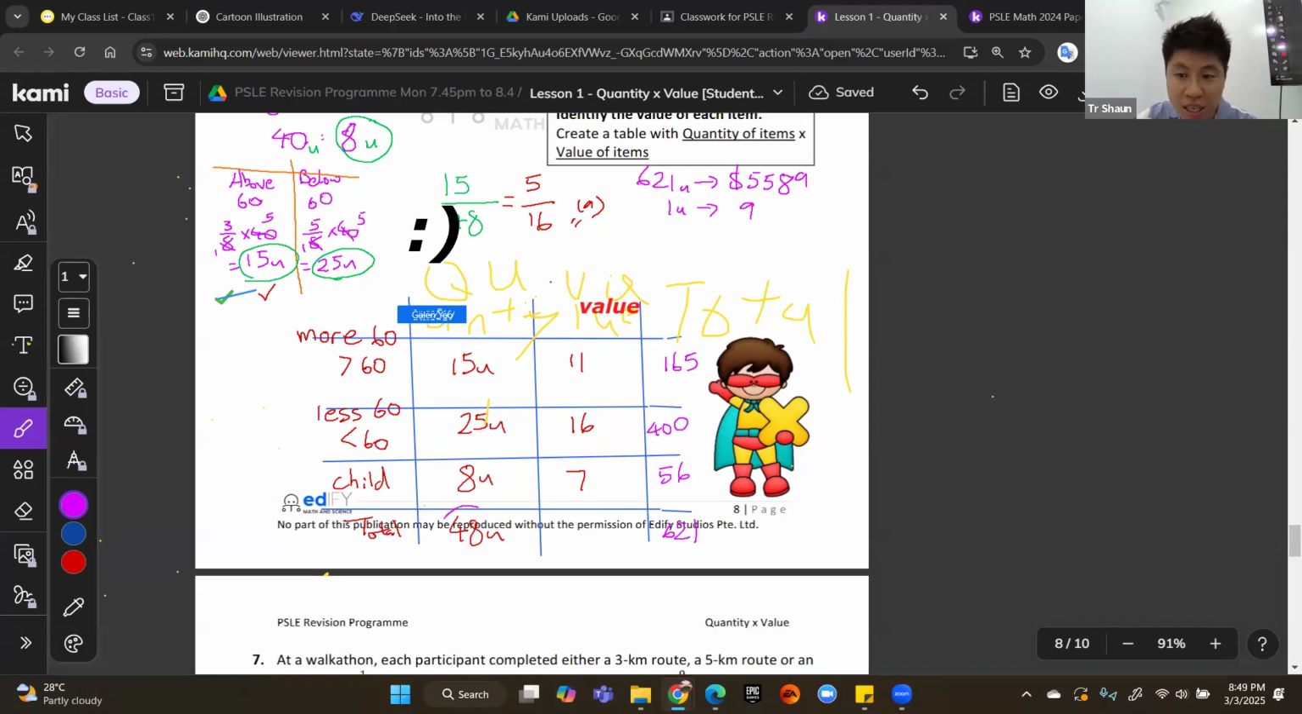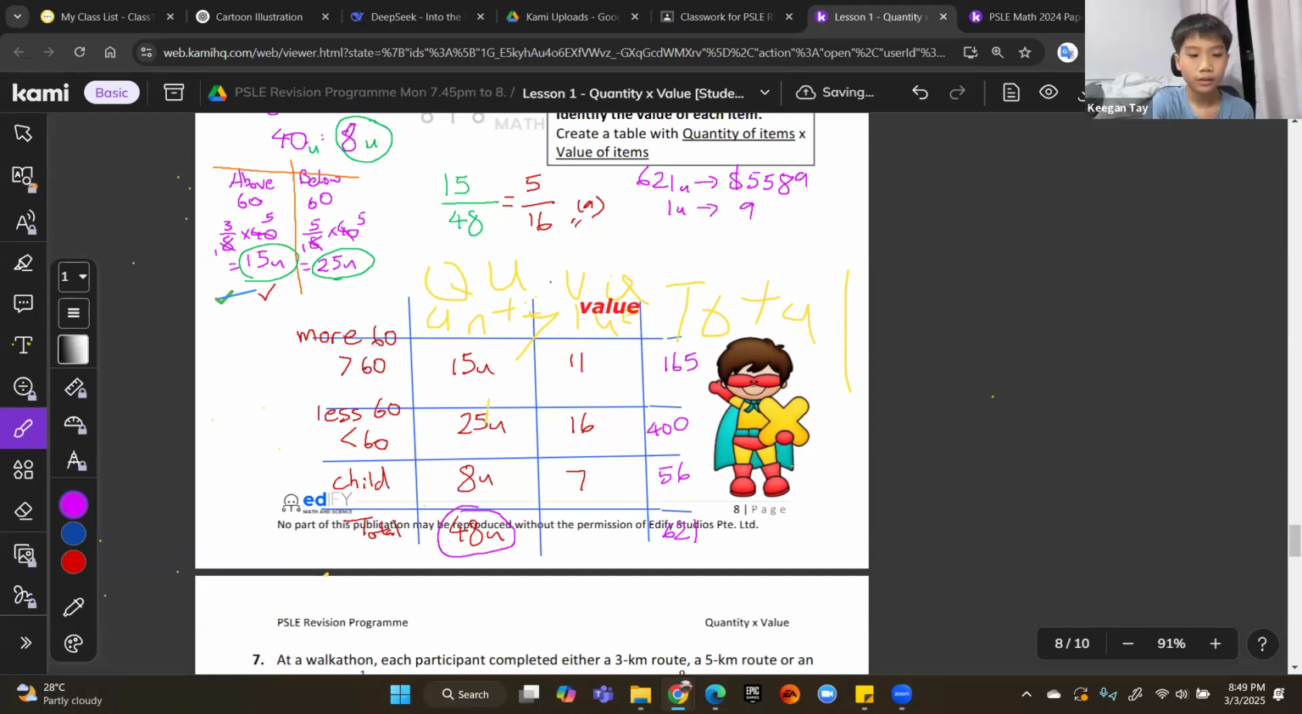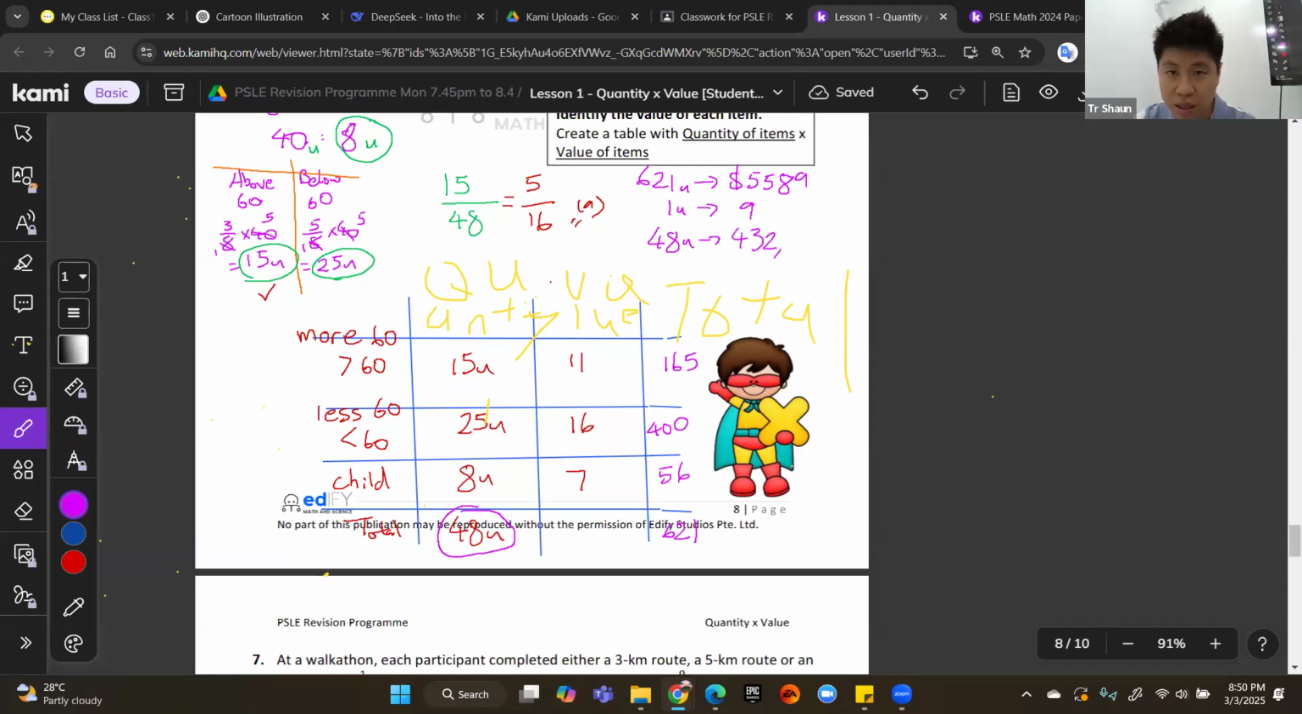So total units is 48. So 48 units, times 9. 9 times 48 equals 432. 9 times 48 will be 432. Answer for B. Okay, that's 3 marks. Okay, so far? Can?